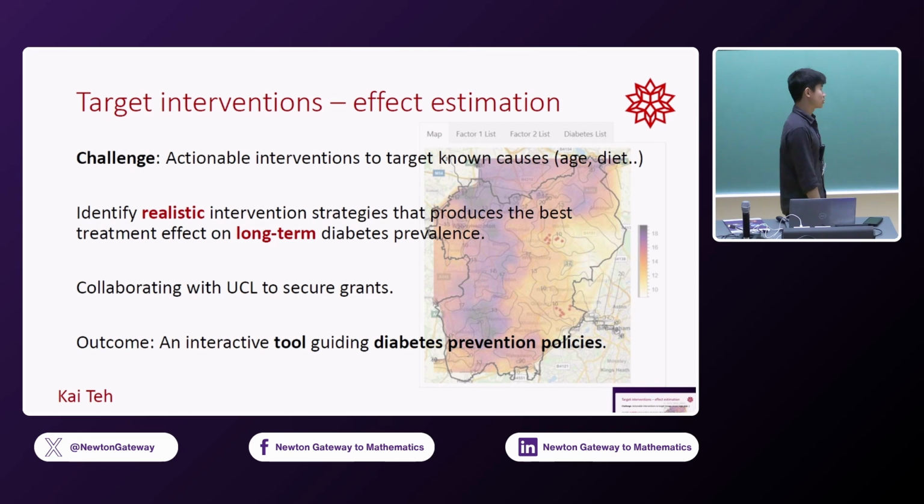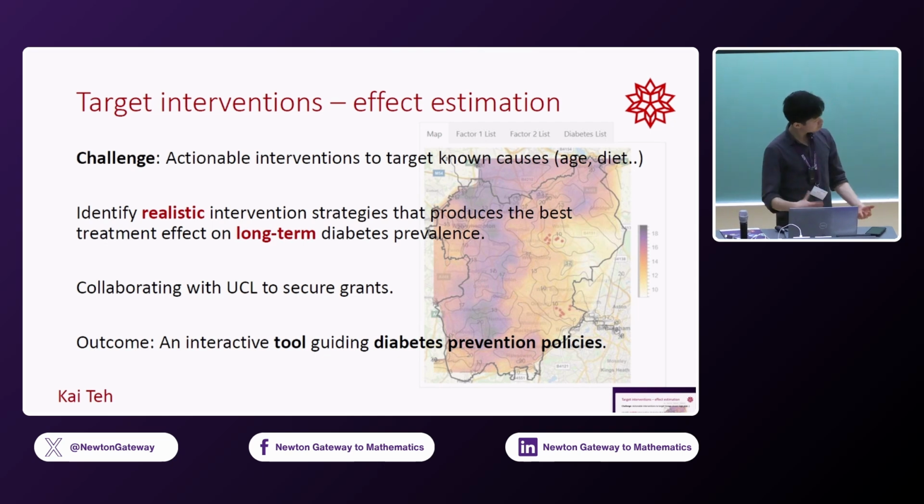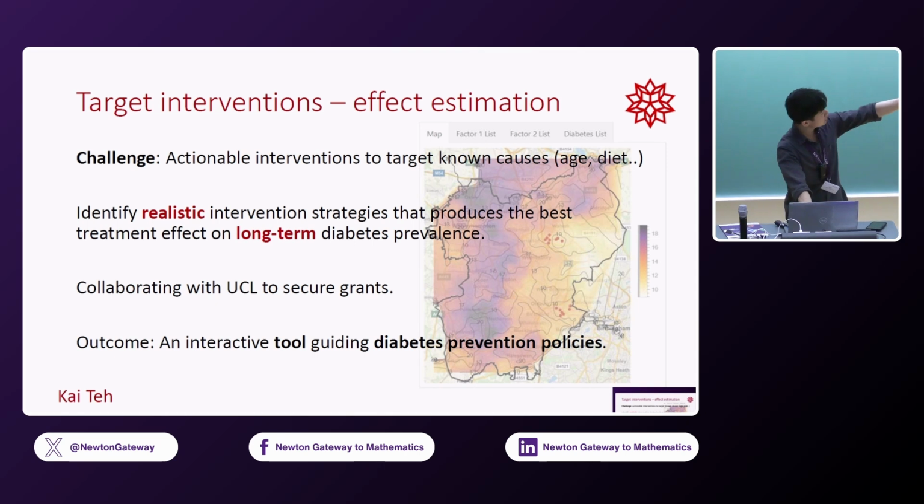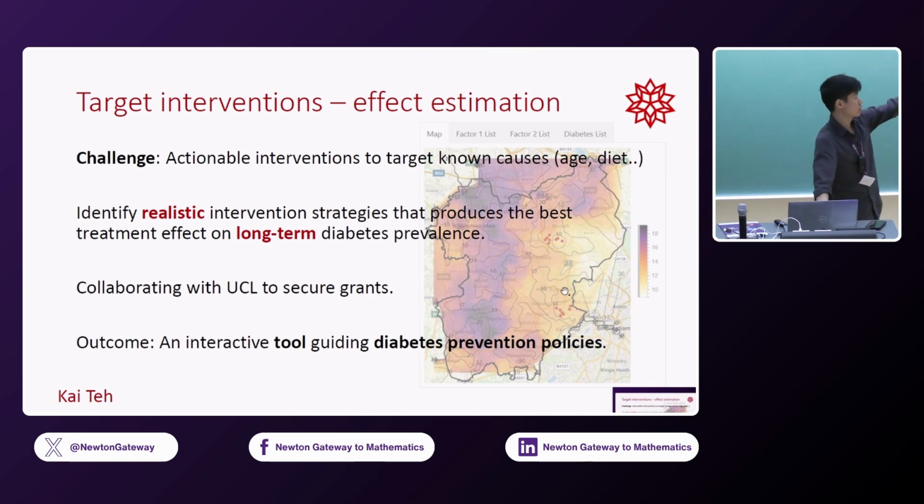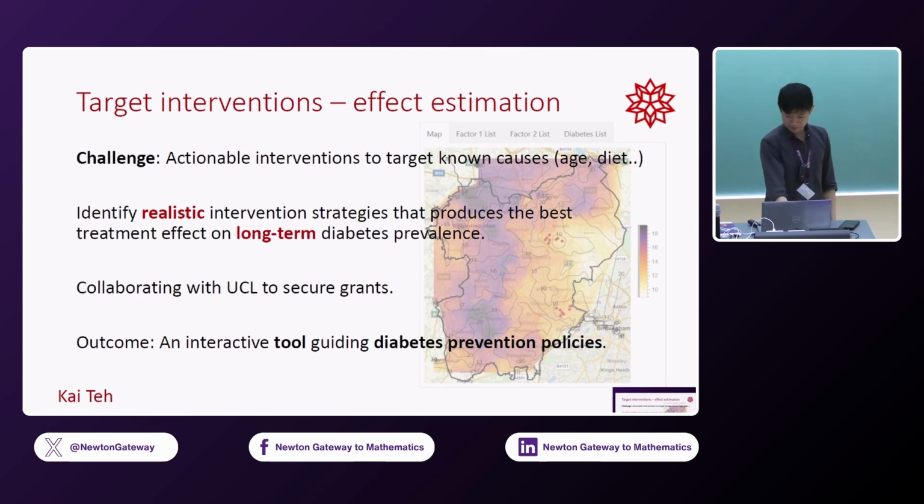So the ultimate goal of this project is to be able to provide an interactive tool for the NHS to guide the making of diabetes prevention policies. For example, here's an interactive display of the regression analysis results we did, overlaid on a map of the Black Country. So maybe something interactive along those lines. And I think that's it for me.